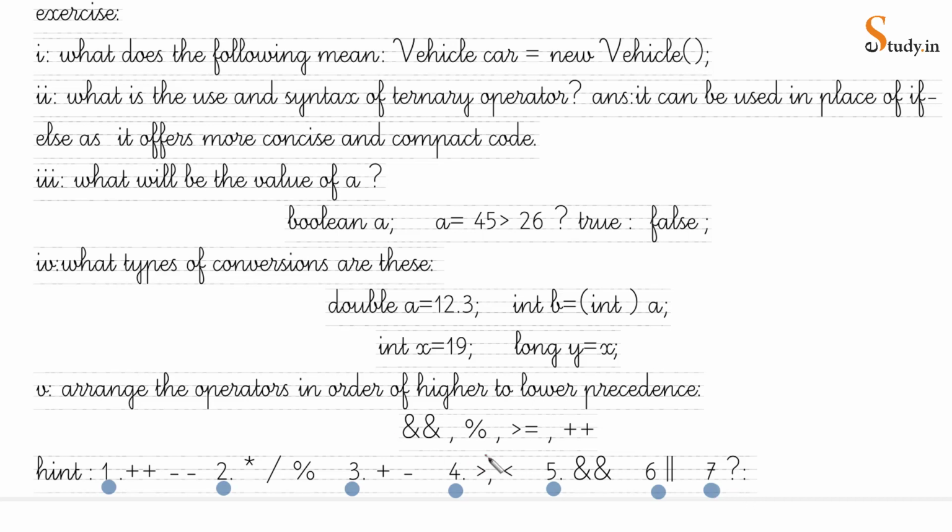So if you see here, if you write the order of precedence, the first would be ++. It has got the highest precedence. Then after that, the modulus operator. Third would be greater than equal to, and fourth would be and.